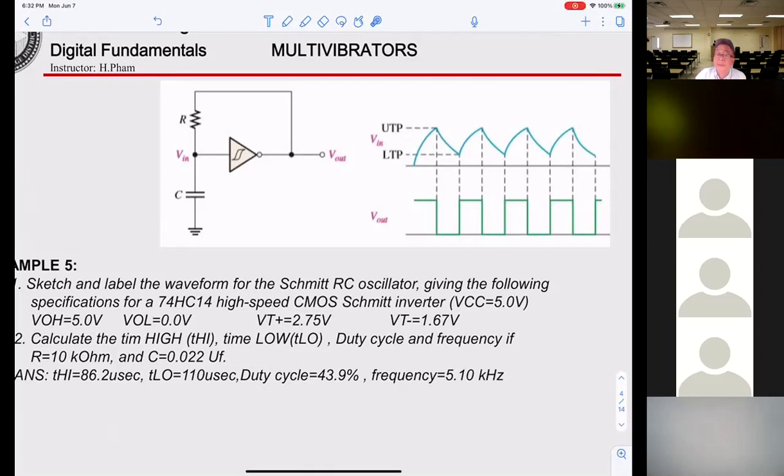When the input voltage is less than 1.67, then the output will be zero. So you understand on the TTL logic, any voltage less than 0.8 is considered a logic zero, and any voltage greater than 2 volts is considered logic 1. However, for this IC, any voltage equal to 2.75 volts or higher will be logic 1, and any voltage equal to 1.67 volts or less will be logic 0. So VT plus or VT minus just tells you the level at the input of the circuit to make it high or low.